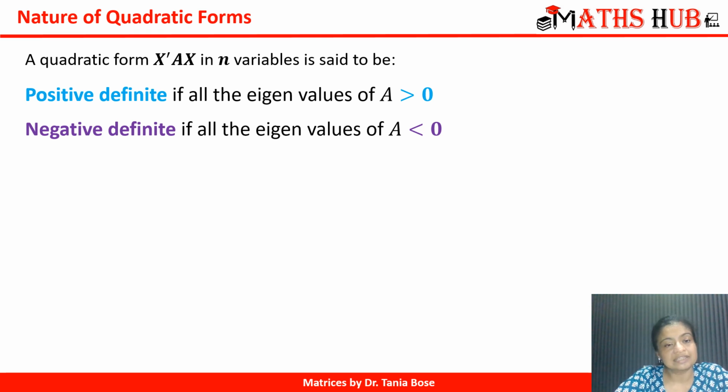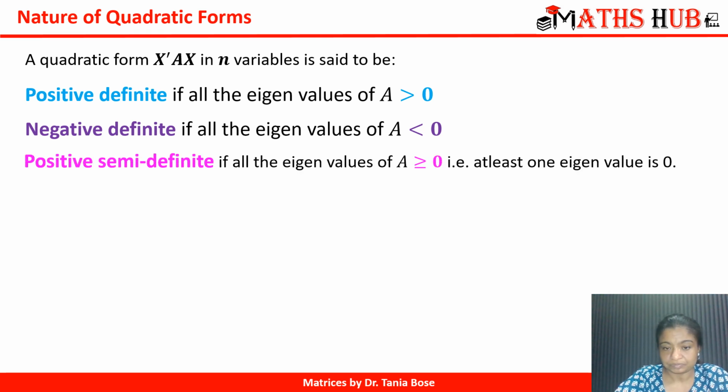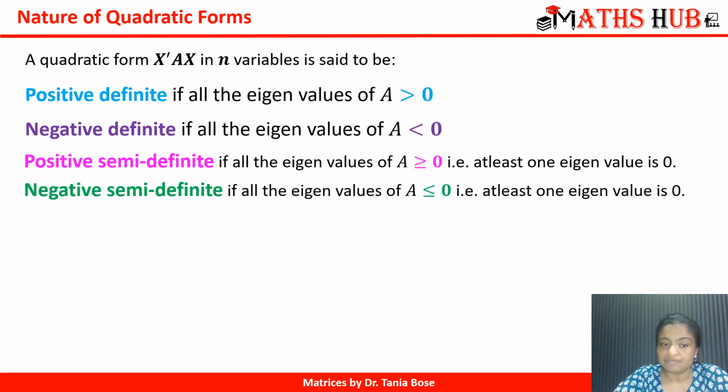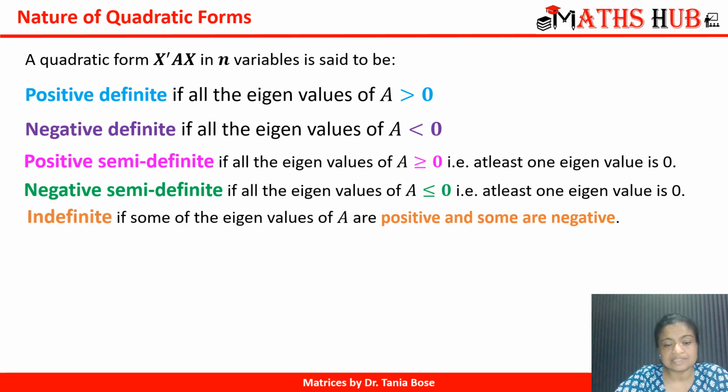right? Next, the next form is negative definite. Negative definite means when all the eigenvalues of the coefficient matrix A are less than 0. Then we have positive semi-definite. Positive semi-definite means when all the eigenvalues of A are greater than or equal to 0. That means at least one eigenvalue should be equal to 0. At least one. Right? Similarly, we have negative semi-definite. That means the eigenvalues of A should be less than or equal to 0. And indefinite means when some eigenvalues are positive and some are negative, right?